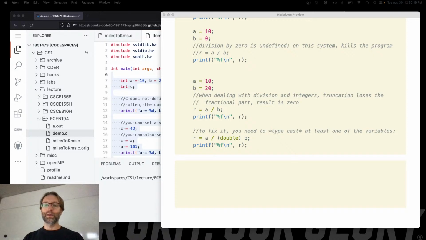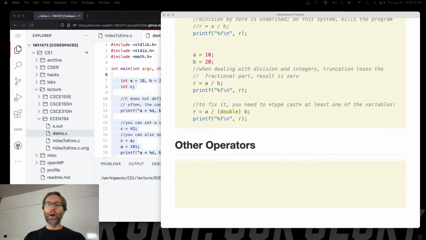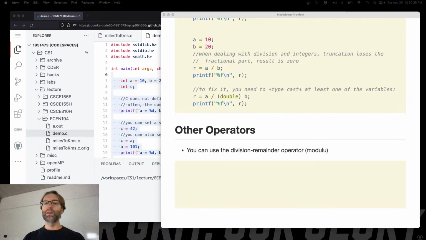Other operators. There we go. You can use the division remainder operator. This is also called the modulus, which is a percent sign instead. There we go.